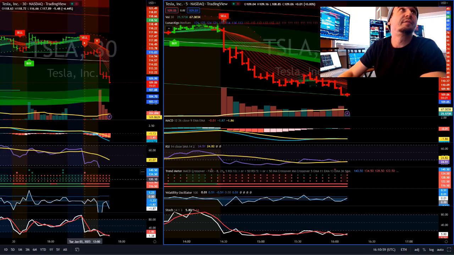We're also looking for confirmation on our trend meter. We want to see some red dots showing up.